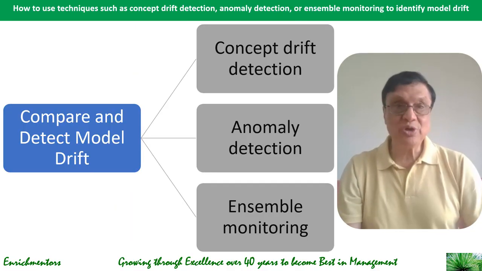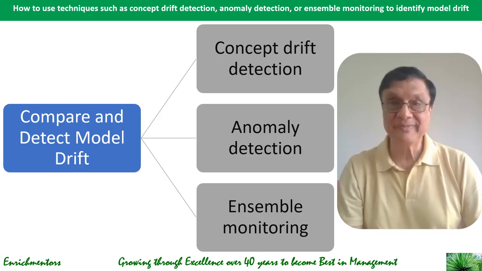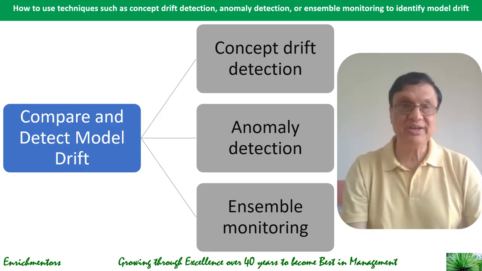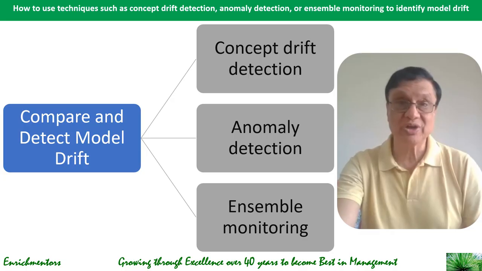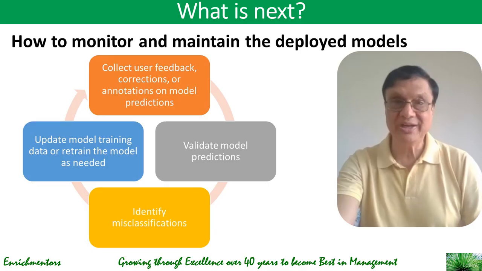By leveraging concept drift detection, anomaly detection, ensemble monitoring, and adaptive monitoring strategies, you can effectively identify model drift and take proactive measures to maintain model performance and reliability in dynamic and evolving environments, as we keep coming across. Having looked at both types of drift, we will now look at how to monitor and maintain the deployed data and what the remaining steps are in the next lecture.